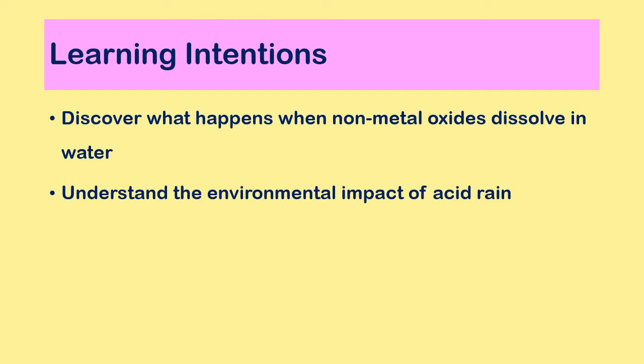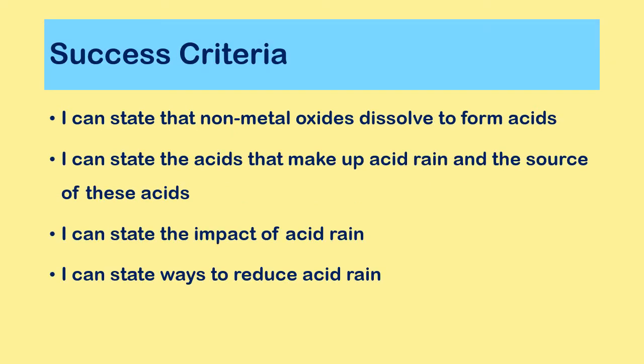So for the first part, we're going to discover what happens when non-metal oxides dissolve in water, and we're going to understand the environmental impact of acid rain. In terms of success criteria, we would hope that you can state that non-metal oxides dissolve to form acids. You can state that acids make up acid rain and be able to give some of the sources of the acids in acid rain. State the impact of acid rain and state ways to reduce acid rain.